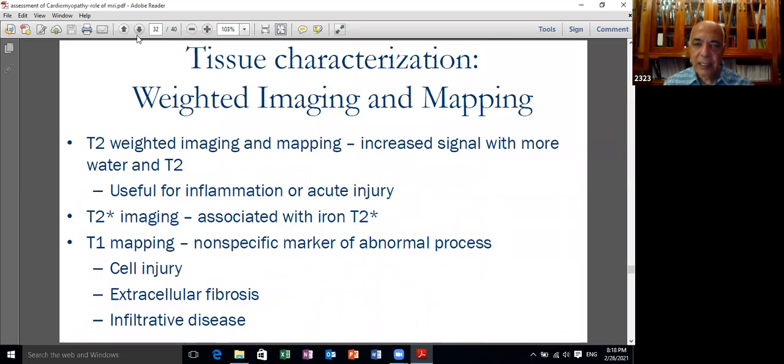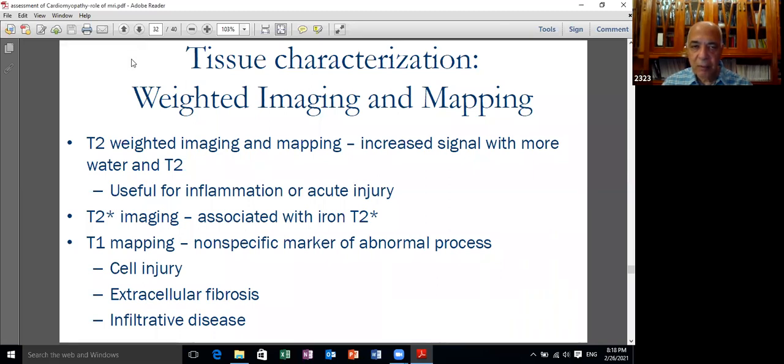Now the question is, is delayed gadolinium enhancement so specific and so sensitive to detect fibrosis? The answer is no. So what's coming up? What is coming up is mapping. Mapping is actually a more refined method by which we can detect fibrosis.